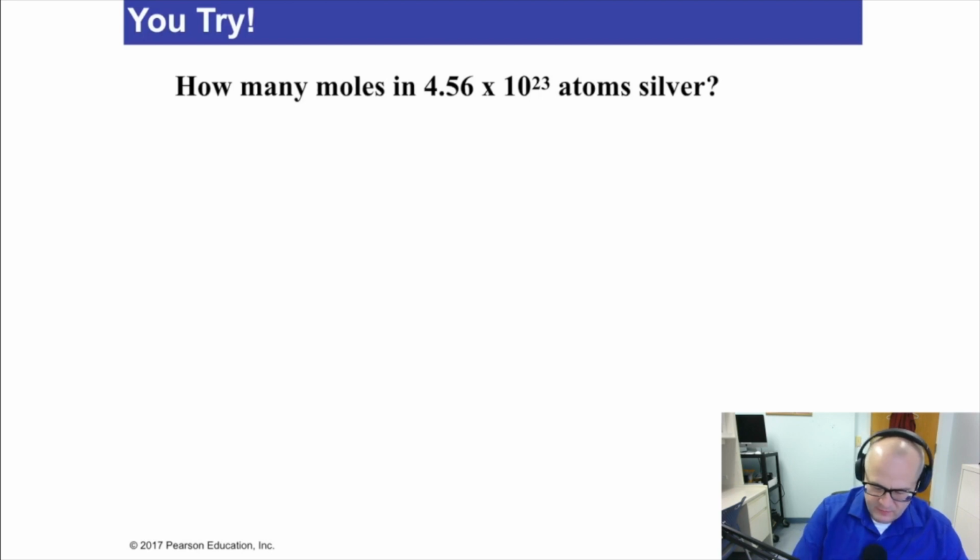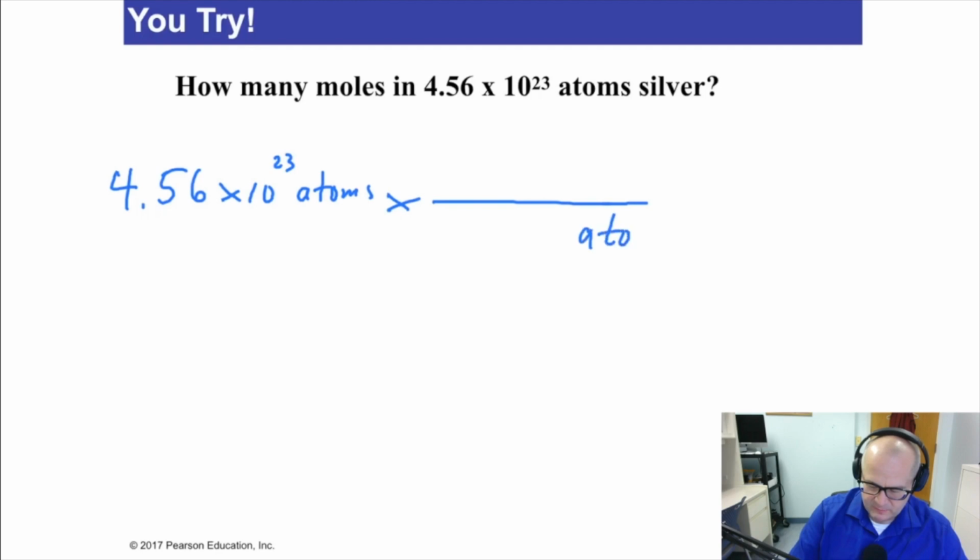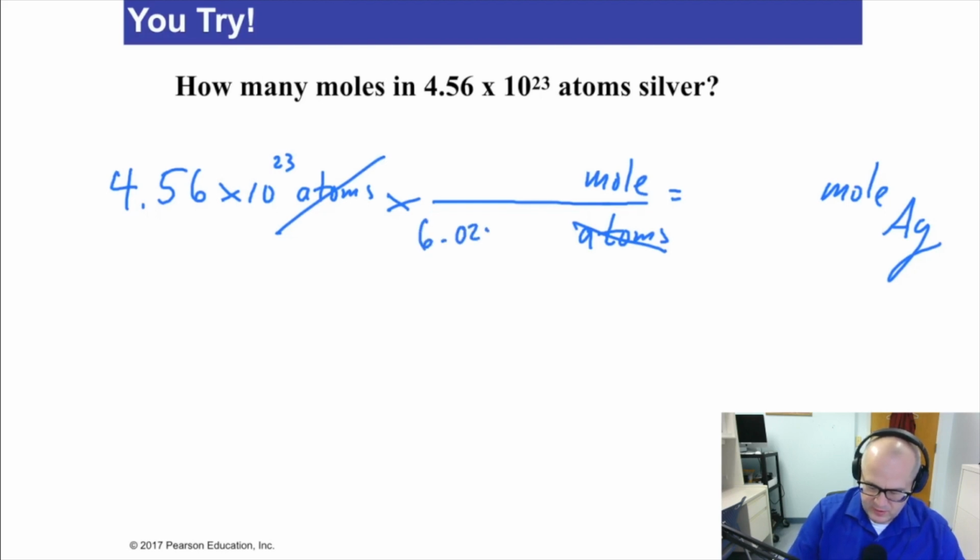Okay, so we have 4.56 times 10 to the 23 atoms of silver multiplied by something that'll put atoms on the bottom, mole on the top, and that will give us mole of silver. Notice the atoms are canceling. 6.02 times 10 to the 23 and the number 1. Grab up your calculator. Notice how these questions are pretty simple once you start doing a few of them, right?